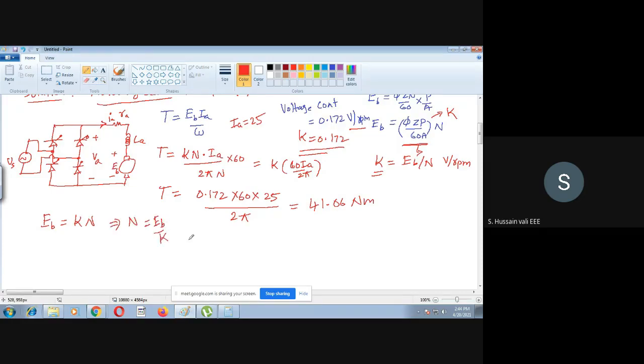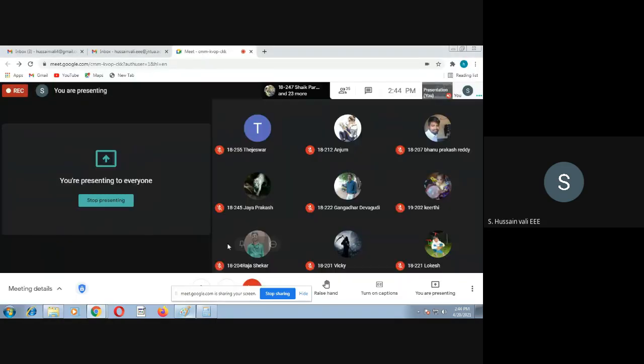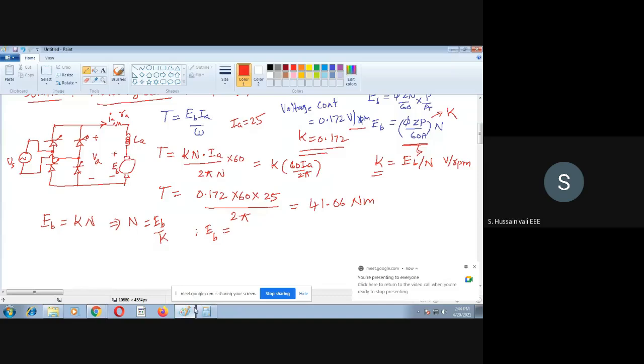K value you know, so you have to find out what is EB. If you recall, for a DC motor, how can I find out EB? EB can be found from the motor equation: VA minus IA RA. Back EMF is equal to VA minus IA RA.